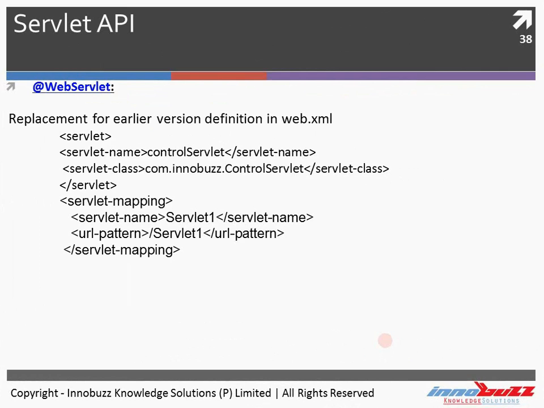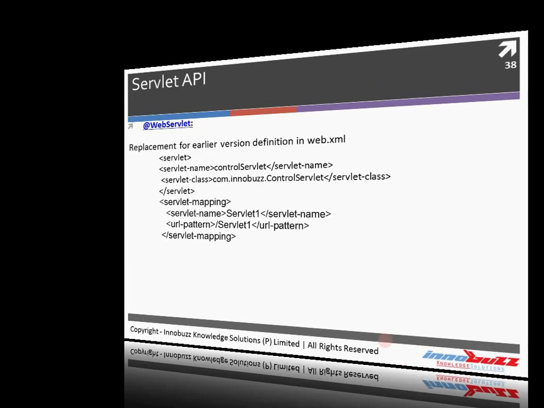Web servlet, we saw it. You see there are so many lines: servlet name, servlet class, and servlet mapping, which is showing you the URL pattern. So all these lines are cut down to one single annotation. And it is so much simpler. This is where it comes under ease of development.